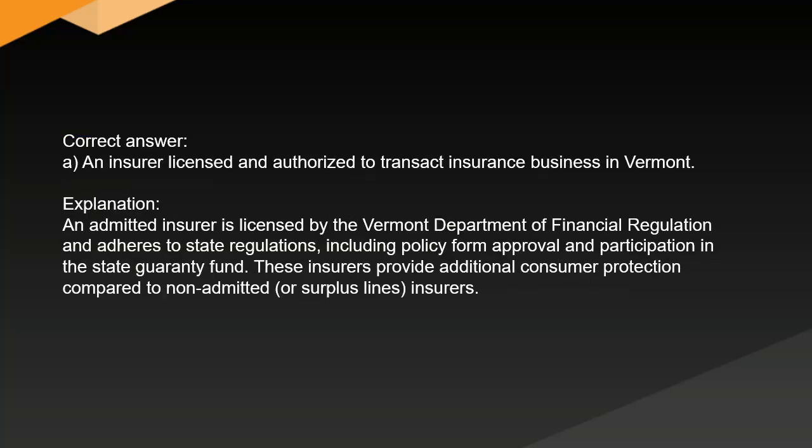Correct answer. A. An insurer licensed and authorized to transact insurance business in Vermont. Explanation. An admitted insurer is licensed by the Vermont Department of Financial Regulation and adheres to state regulations, including policy form approval and participation in the State Guarantee Fund. These insurers provide additional consumer protection compared to non-admitted or surplus lines insurers.